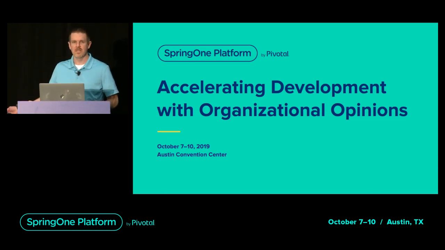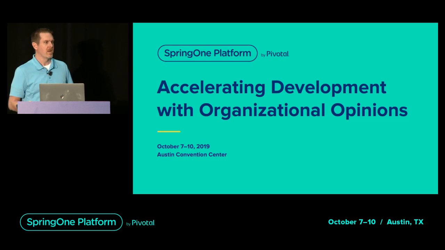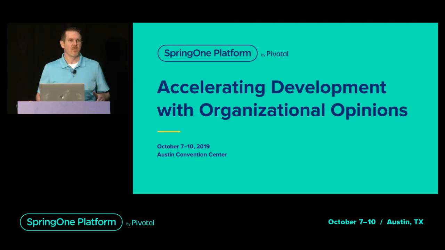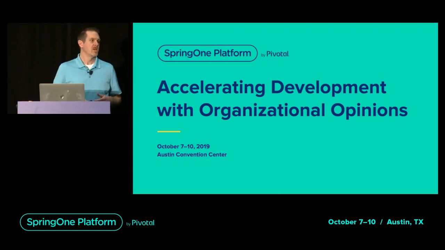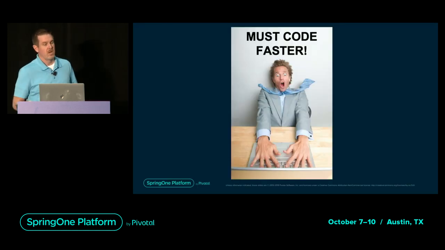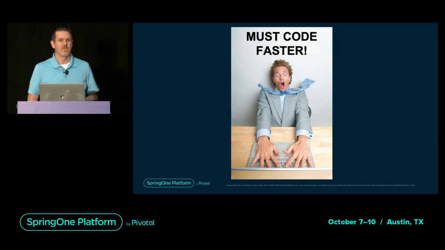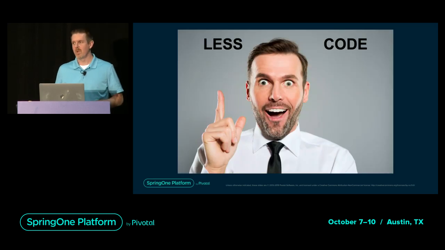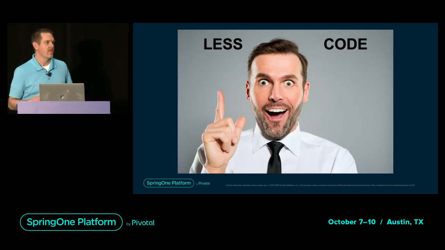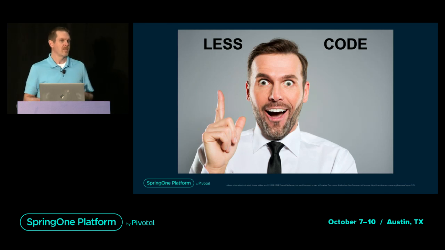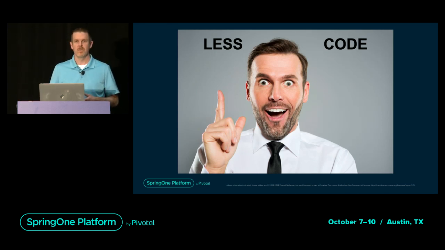I'm here with Tristan Hansen, and today we're going to be talking to you a little bit about how we're helping our teams accelerate their development through what we call organizational opinions. Now, at the basic level, there's really just two ways you can help your teams get functionality to market more quickly. The first, you can just have them write code faster. I think your results may vary. We've actually opted for the second choice. We're trying to help them write less code, right? So that's what we're going to be talking about today. How do we help our teams write less code with these organizational opinions?